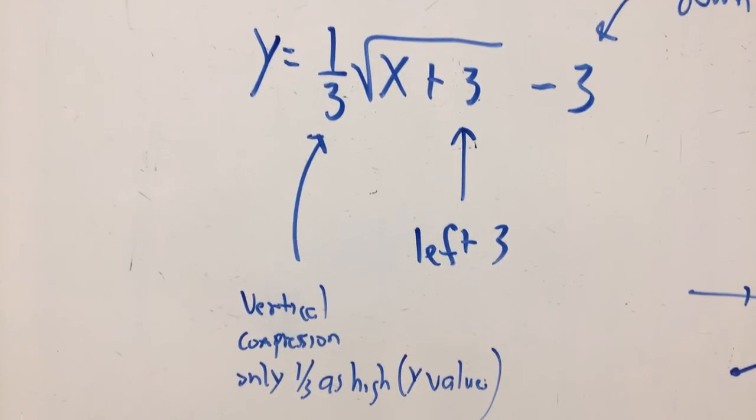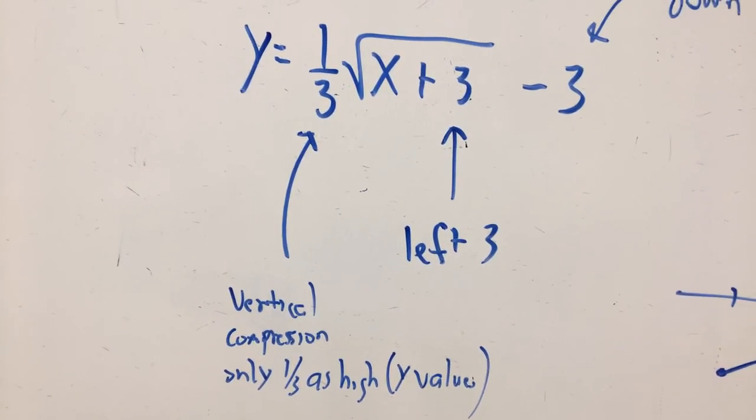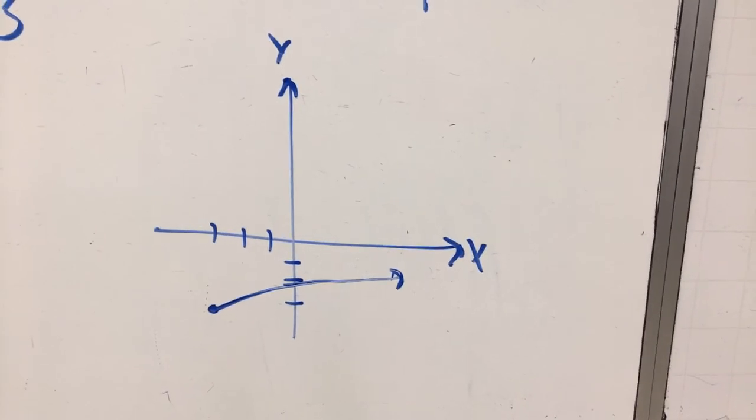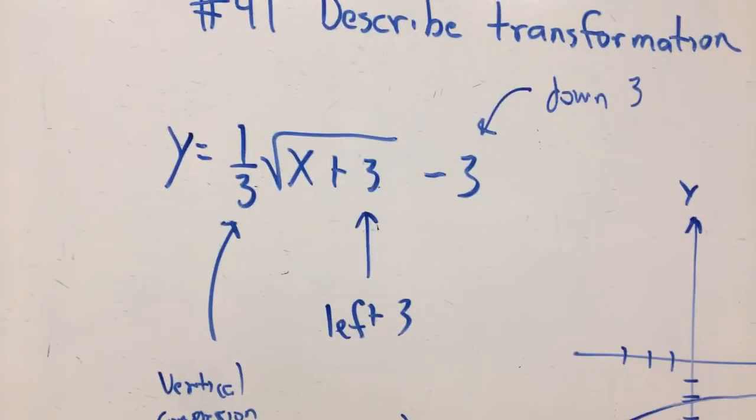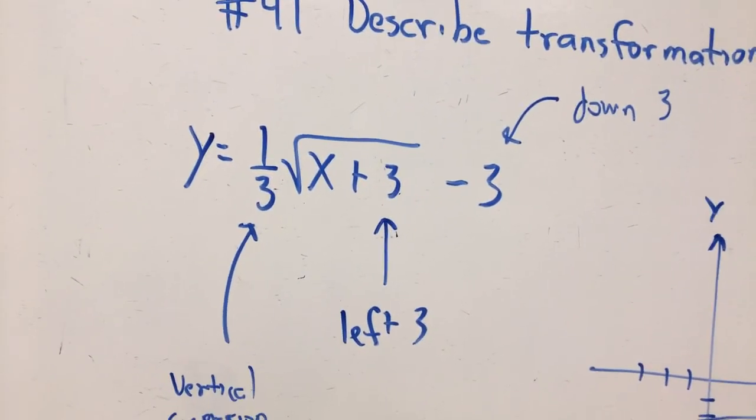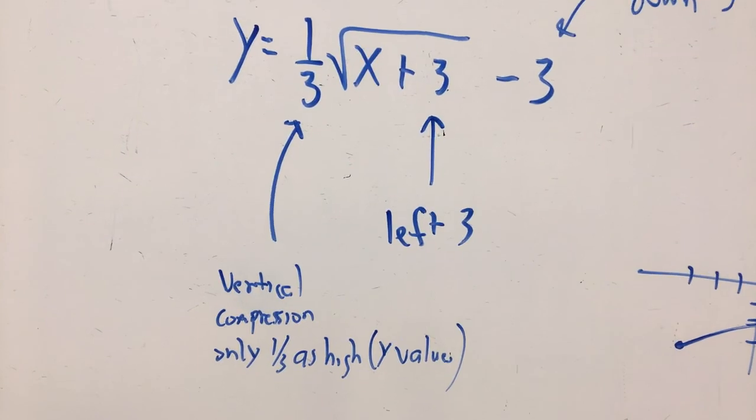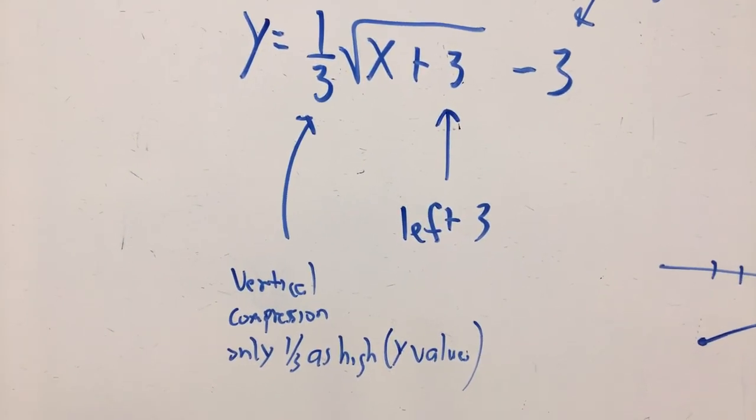That 1/3 says you're going to have a vertical compression. Okay? It's only going to be 1/3 as high as it normally would be. So when you graph it, it would look something like that. But I think all they want is just to describe the transformation. So it would be left, the starting point goes left 3, down 3, and you have a vertical compression. It's only going to be 1/3 as high. Or you can think of it as a stretch. It's going to be stretched out 3 times.